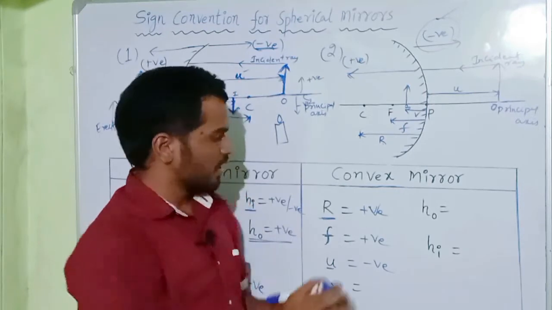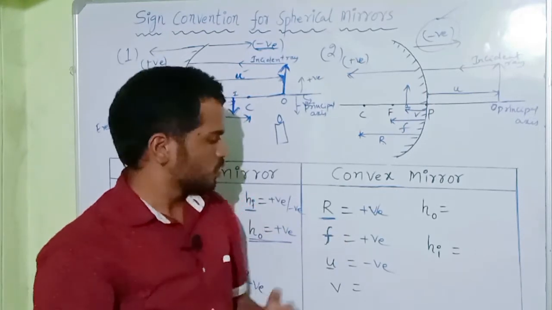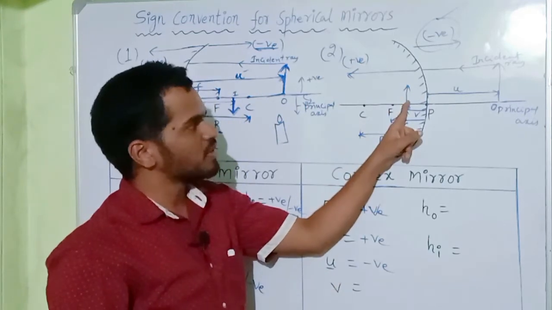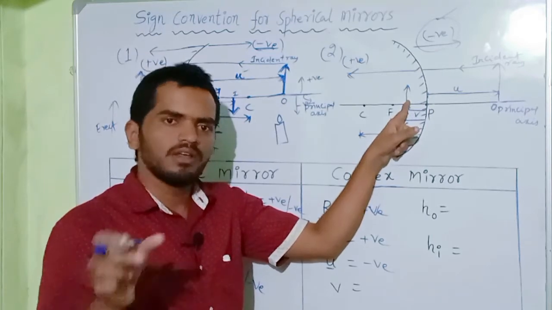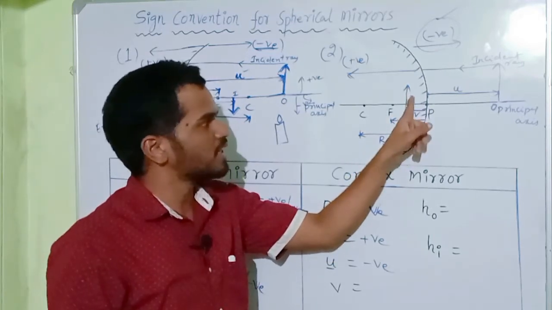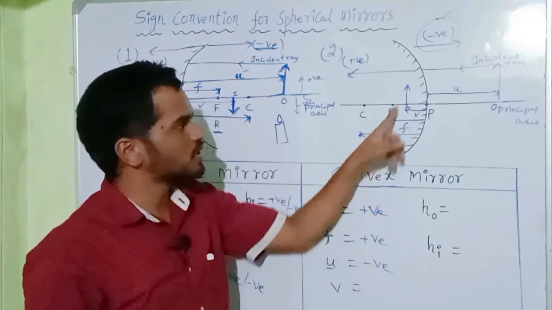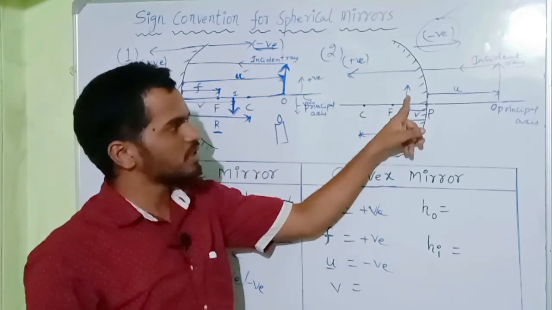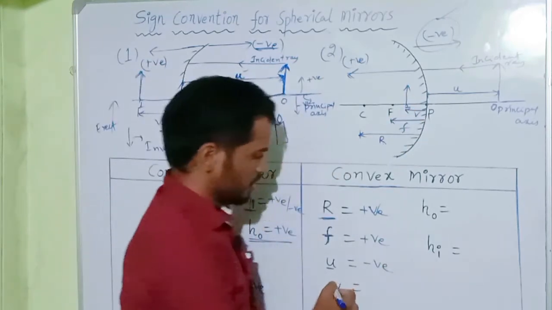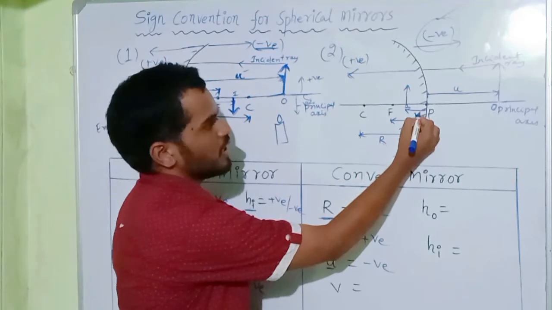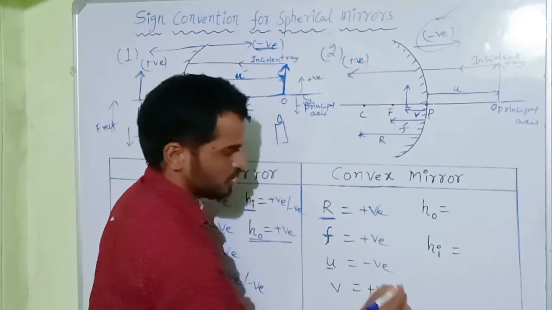Observe here, in the case of a convex mirror, only one ray diagram is possible. So is that image virtual or real? That is a virtual image, meaning image formation takes place behind the mirror. So this is a virtual image, and a virtual image is always erect. So observe here the image distance. Is v on the positive side or negative side? Positive. Only positive is possible.